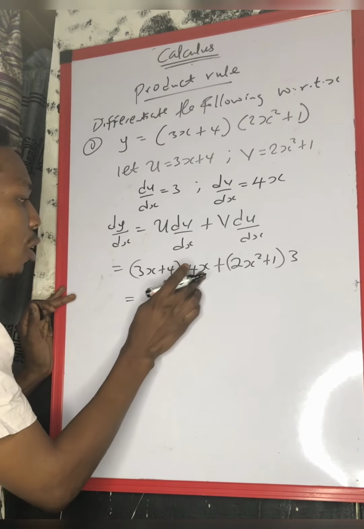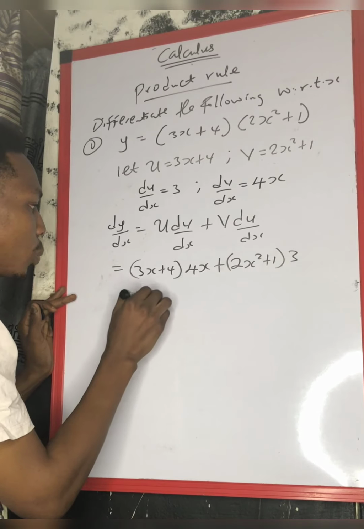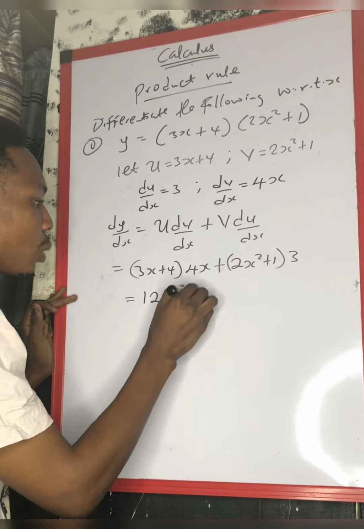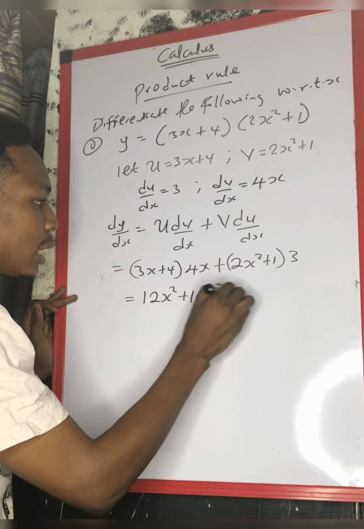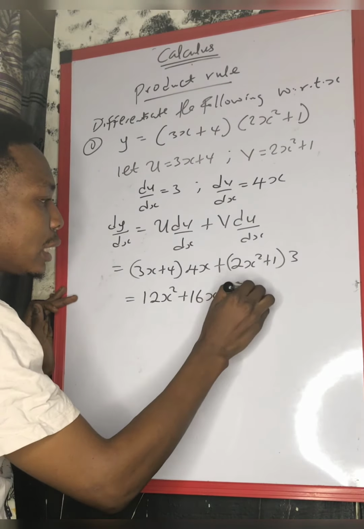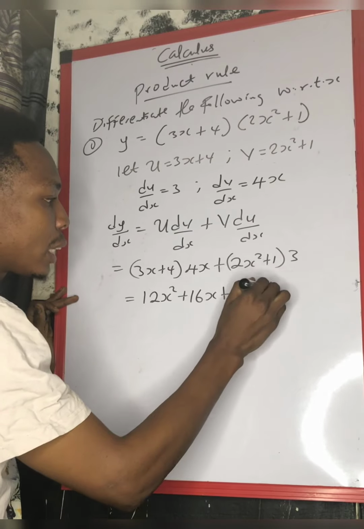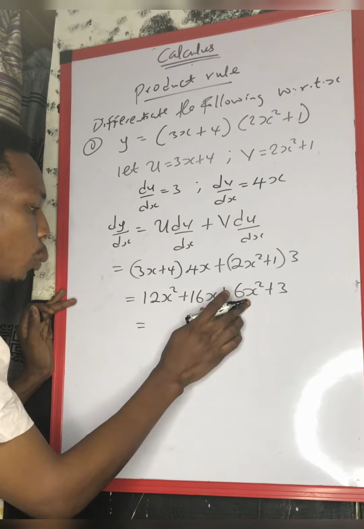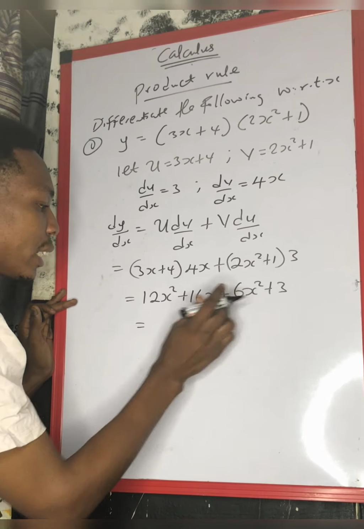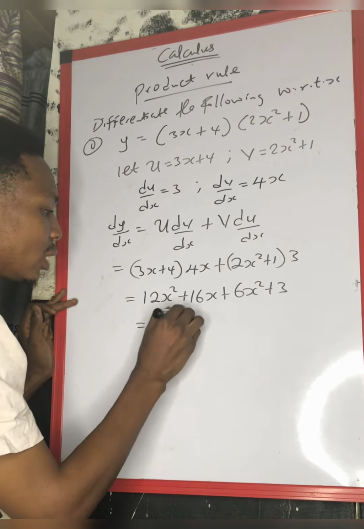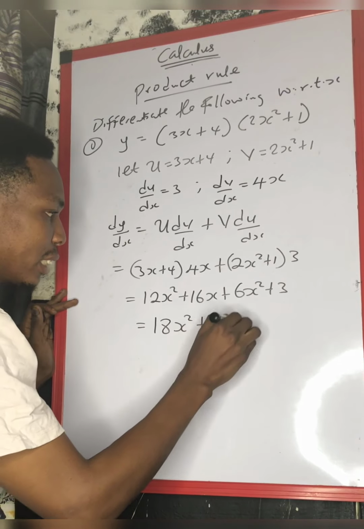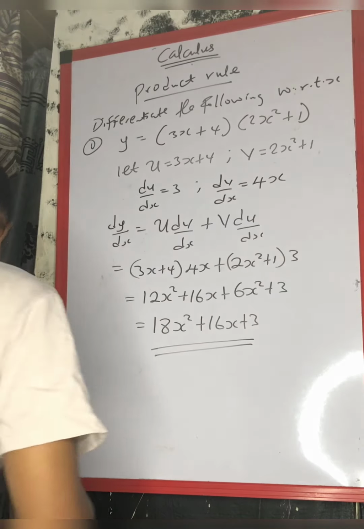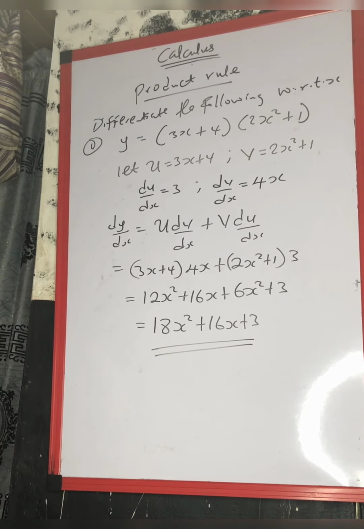So this time 4s times 3 is 12s squared. 4s times 4 is 16s. Then plus 3 times 2 is 6s squared. 3 times 1 is 3. Collecting like terms based on power, 12s squared plus 6s squared is 18s squared, plus 16s plus 3. So that is our answer. Let's move down to the next.